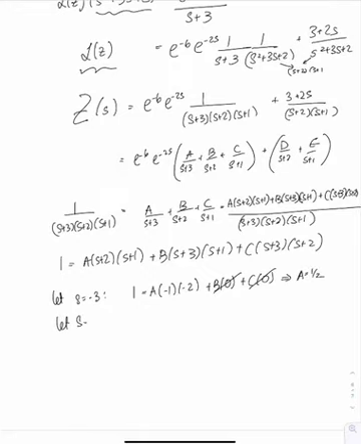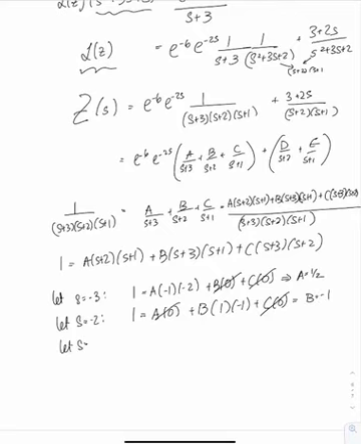You let s equals negative 2. What does that give you? 1 equals a times 0 plus b times 1 times negative 1 plus c times 0. So that tells you minus b is 1, so b is negative 1.